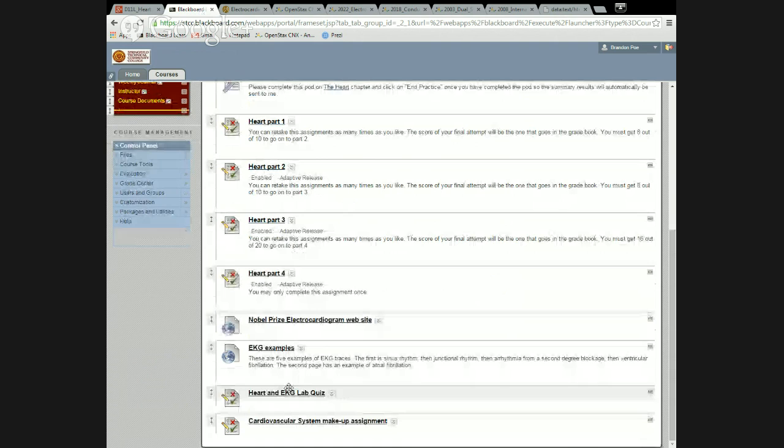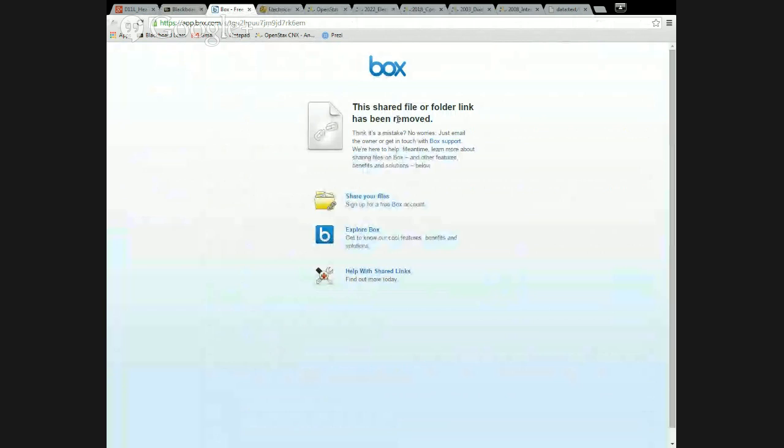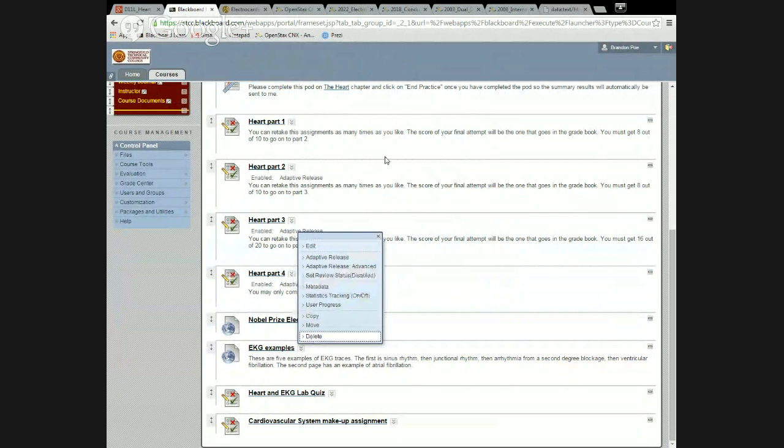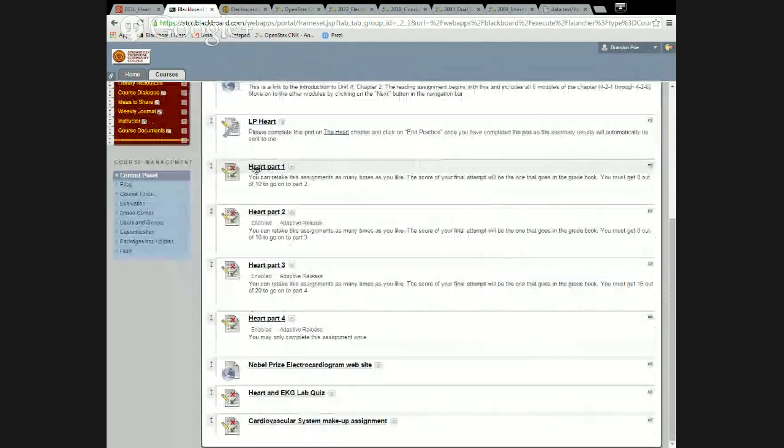Now, there's a link here that says EKG examples. If you click on it, if you've tried to, you get this box error page saying there's nothing there. And there's nothing there because I deleted the thing off of box, and I forgot to delete the link out of Blackboard. So let me just get rid of that because we don't need it. And the reason we don't need it is because it's gone now. In the book, we have that stuff.